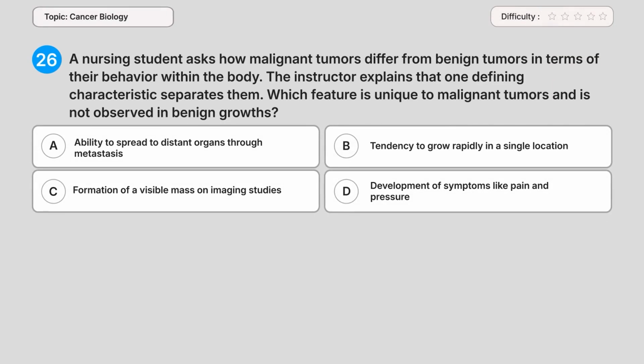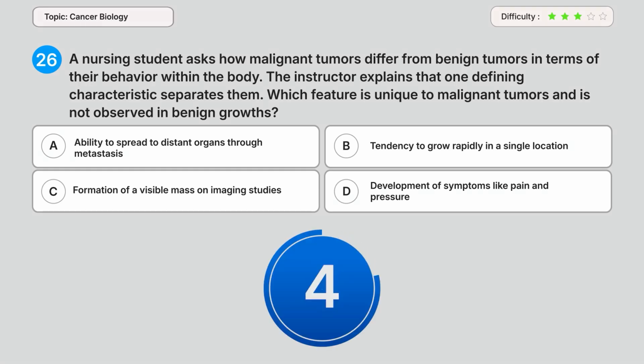26. A nursing student asks how malignant tumours differ from benign tumours in terms of their behaviour within the body. The instructor explains that one defining characteristic separates them. Which feature is unique to malignant tumours and is not observed in benign growths? A. Ability to spread to distant organs through metastasis. B. Tendency to grow rapidly in a single location. C. Formation of a visible mass on imaging studies. D. Development of symptoms like pain and pressure.